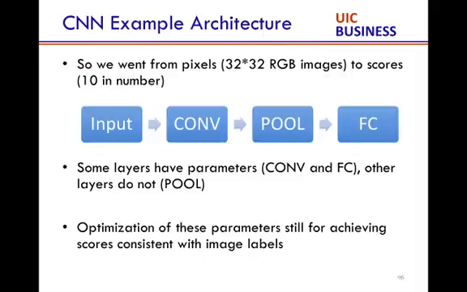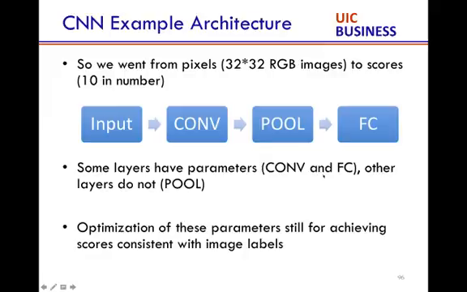So I just want to end at this diagram. There are a couple of slides more, but in terms of the CNN we're going to carry forward to the next lecture. But what exactly is happening, I'm going to repeat this, is that we went from pixels which are 32 times 32 RGB images to scores which are 10 in number, and these were the layers: input, conv, pool and FC.